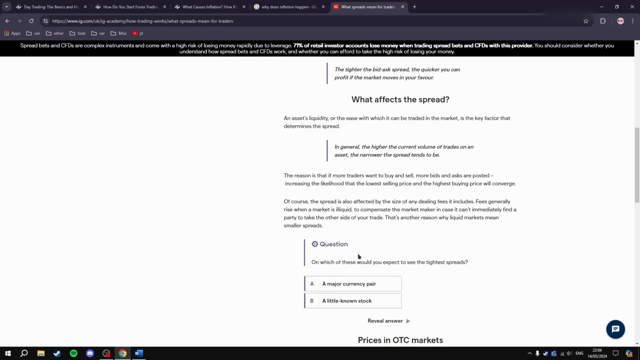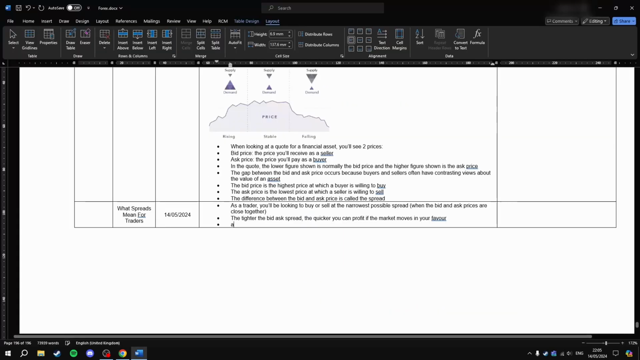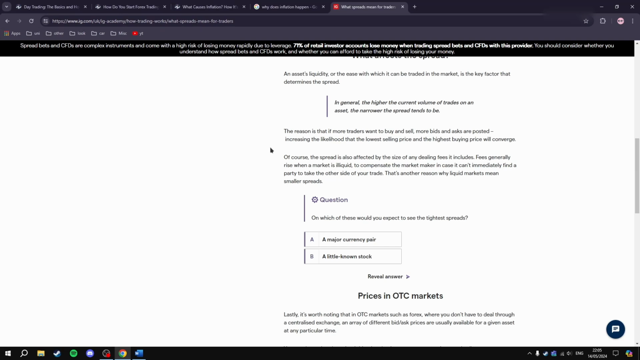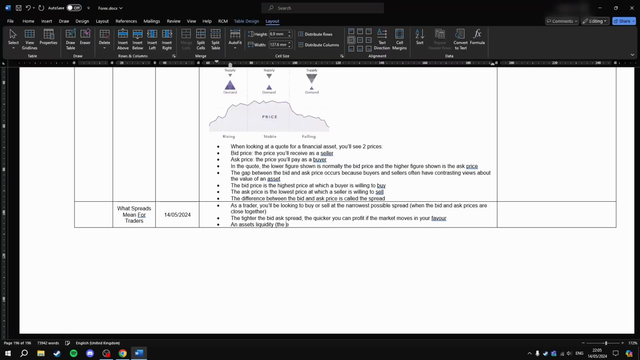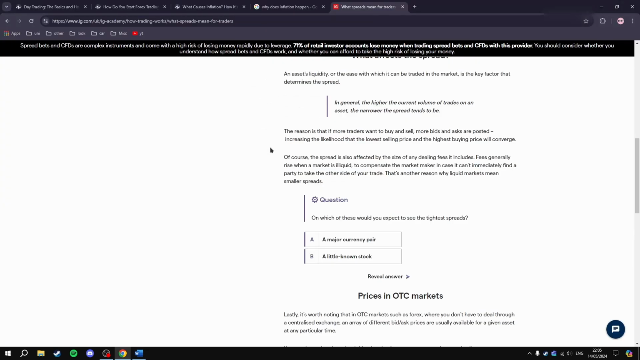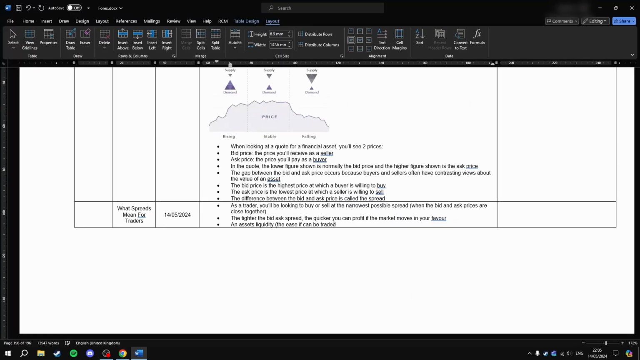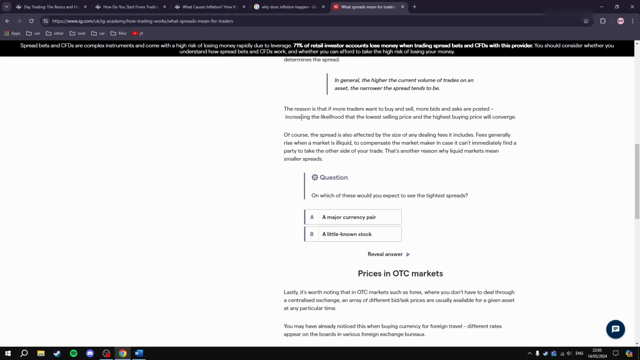What affects the spread? An asset's liquidity, or the ease with which it can be traded in the market, is the key factor that determines the spread. In general, the higher the current volume of trades on an asset, the narrower the spread tends to be.